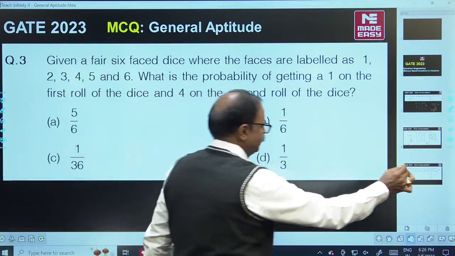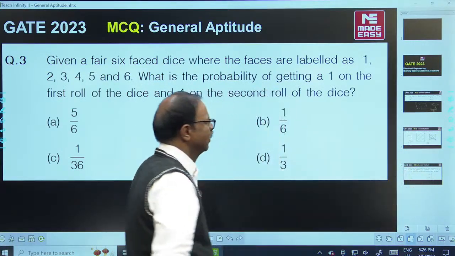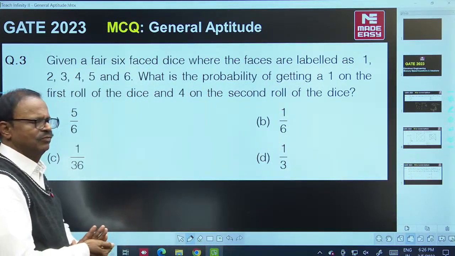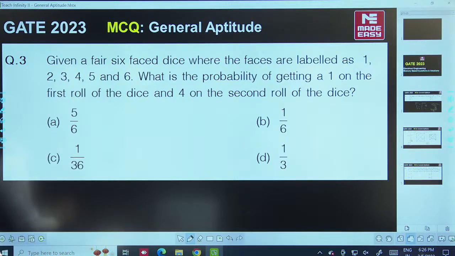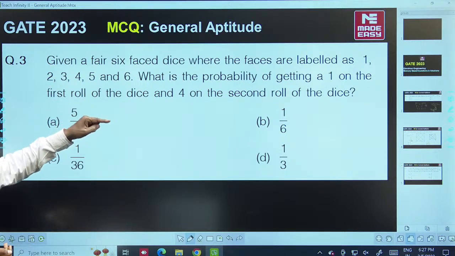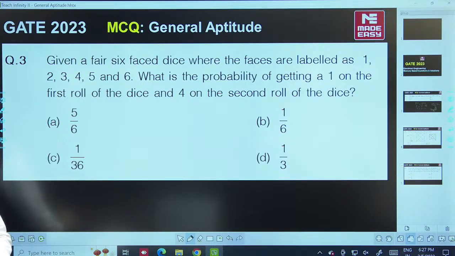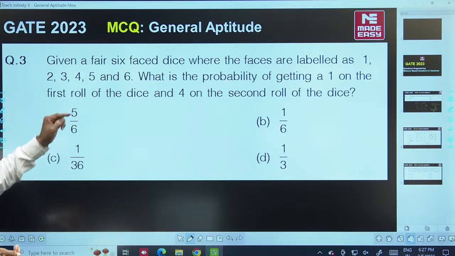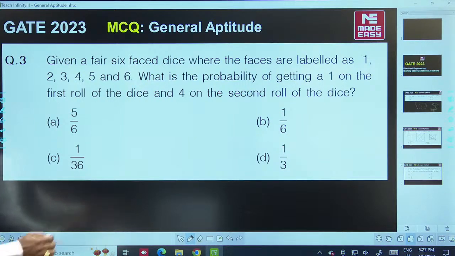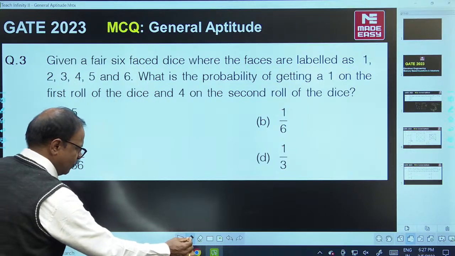Third question. It is a probability problem. We have done basic problems. When you are throwing a die, there are 6 possibilities. You may get any one. They are asking the probability of 1. Throwing a die, probability of 1 is 1 by 6. Throwing a die, probability of 4 is 1 by 6. So the first one is 1 by 6, the second one is 1 by 6.